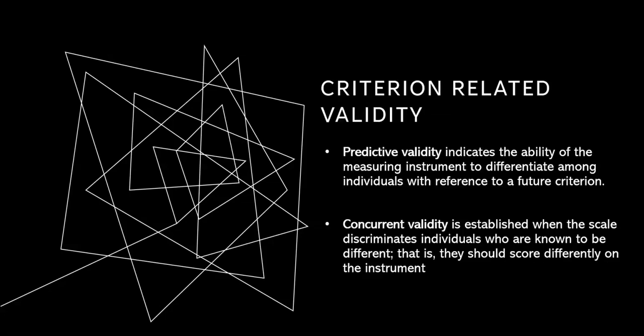The next one is criterion related validity. They are divided into two: predictive validity and concurrent validity. So predictive validity is the ability of the instrument to differentiate among individuals with reference to a future criterion.